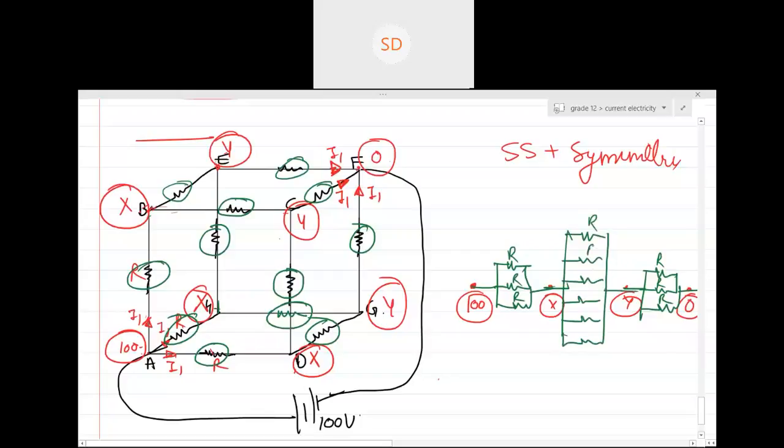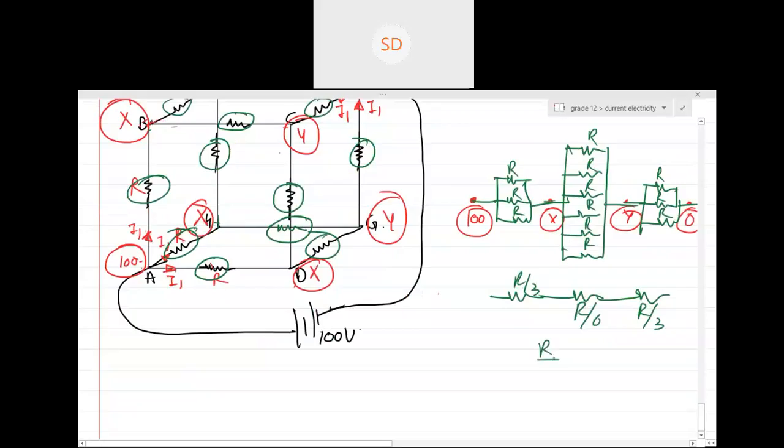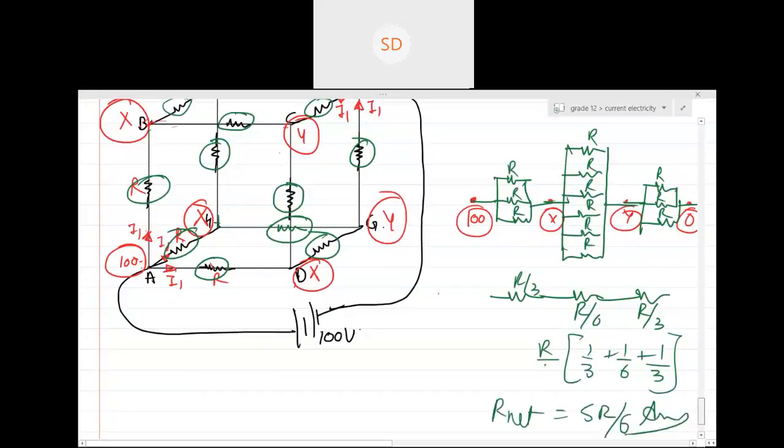There you go, this is done using the SS method. Can you see R by 3, R by 6, and R by 3 in series with each other? Can anyone add it? Can you see, twice of R by 3? Can you see, guys? No need to make any equation. Nothing. That's the answer. Done.